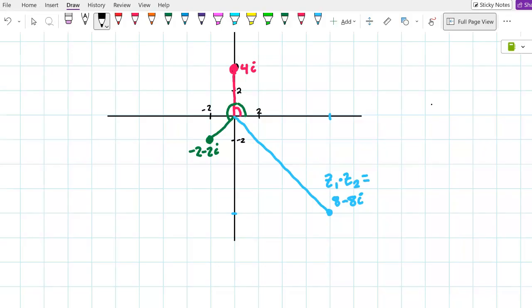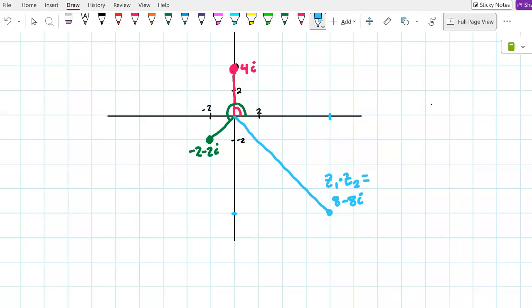All right, I went off camera for a second to plot all 3 of those numbers on the same complex axes, and we had to rescale a little bit, so every square now counts by 2, because something cool has happened. We took 4i and multiplied it by -2 minus 2i, and we got 8 minus 8i. So that's the product of z1 and z2.